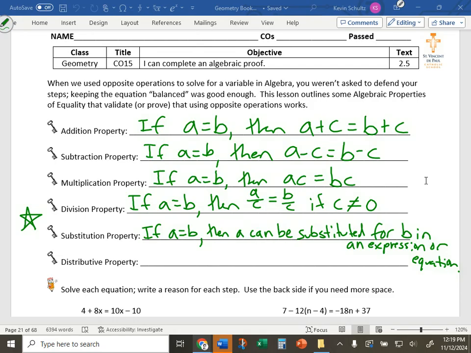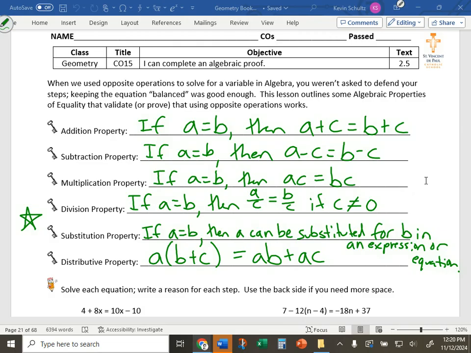Okay, and then the distributive property, you've done this before. This basically says that A times the sum of B and C is equal to A times B plus A times C. You can distribute that coefficient into the parentheses, multiply each of them. You've been using that one since, oh goodness, all the way back in pre-algebra. Fifth grade? Sixth grade? Okay?